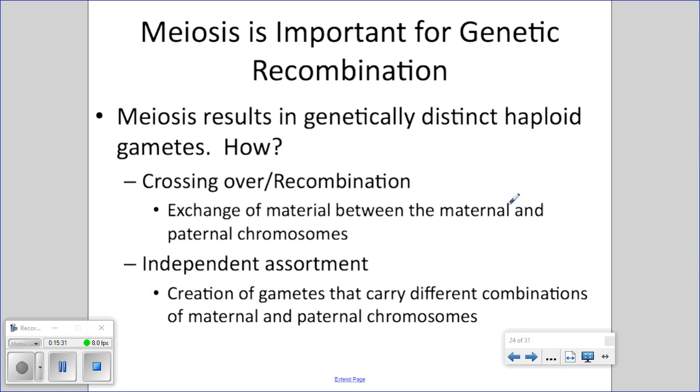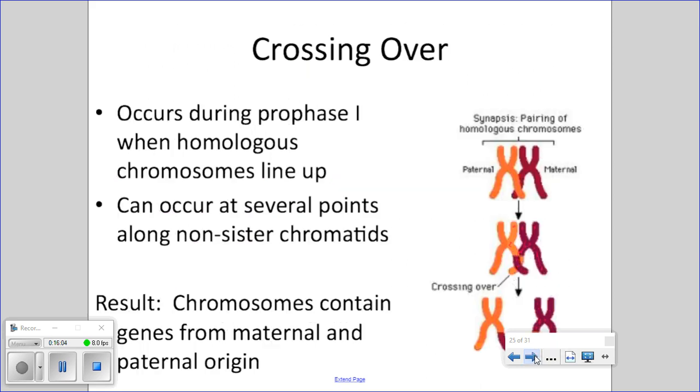Now, meiosis is also important for genetic recombination. So meiosis will result in genetically distinct haploid gametes. And this process occurs through a couple different ways, through crossing over or recombination. And this is the exchange of chromosomal material between the maternal and paternal chromosomes. And you can get genetically distinct haploid gametes by independent assortment. This is the creation of gametes that carry different combinations of maternal and paternal chromosomes.